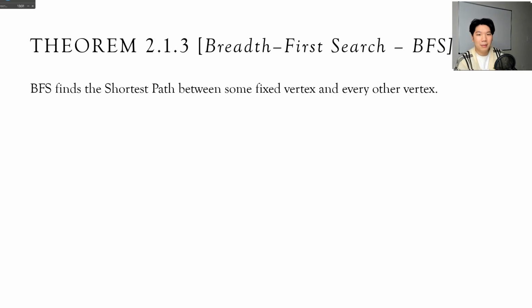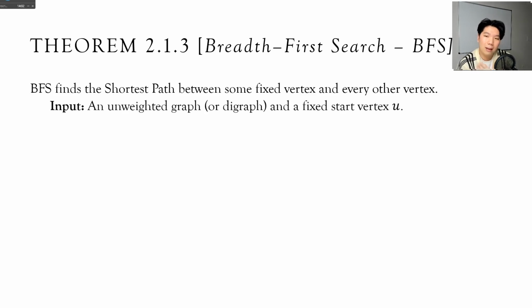In this case, let's talk about the breadth first search, the BFS algorithm. BFS, we use this to find the shortest path between some fixed vertex of our choice and every other vertex in my graph. That is, I can find the distance between my fixed vertex and whatever other vertex I'm interested in. And then we're going to talk about this in a little bit of a computer science way, as usual. Let's go ahead and talk about what our input is. This algorithm takes in an unweighted graph, or digraph, with a fixed starting vertex u.